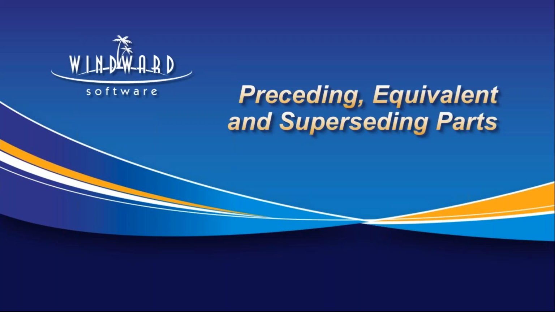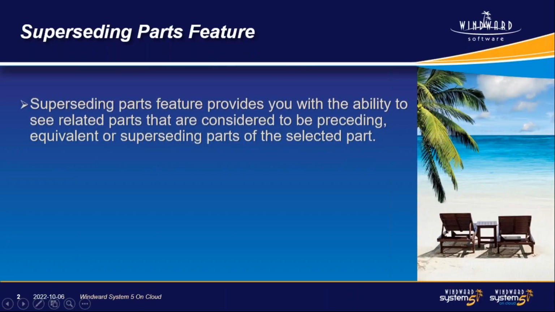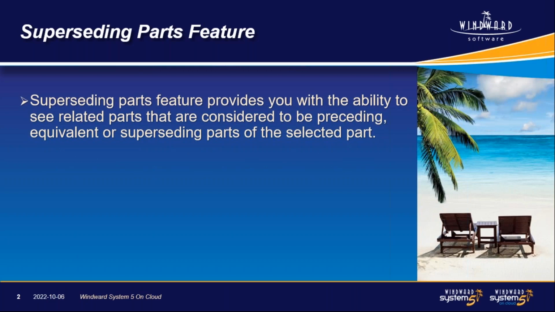As you can see on the screen, we will be talking about preceding, equivalent, and superseding parts, or the superseding parts feature. The superseding parts feature provides you with the ability to see related parts that are considered to be preceding, equivalent, or superseding parts of the selected part.